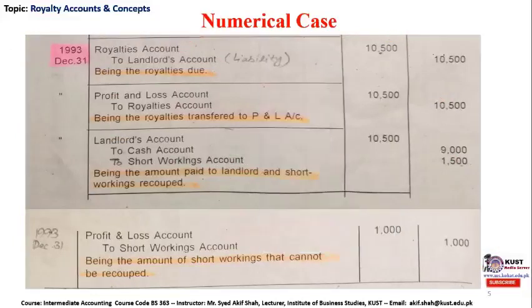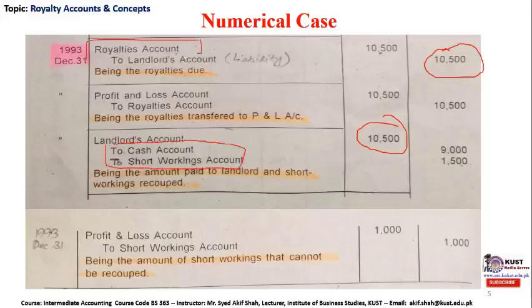So the landlord account was credited because of royalty. Subsequently, the landlord account was debited because of what? Because of these two titles, cash account and the short working account. And here it was credited because of the royalty account. So therefore we will mention these two titles in its ledger account related with landlord.